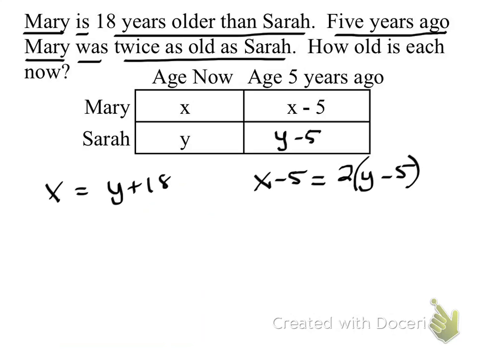Okay, yes. If 5 years ago she was twice as old as Sarah, wouldn't that mean she's still twice as old as Sarah? Not necessarily. No, if you're like 5 and she's 10. Okay, let's look at this and then we'll compare that.